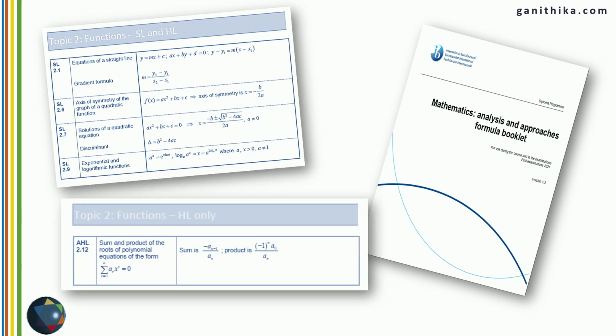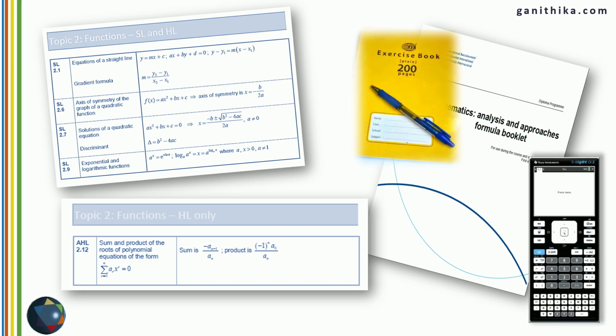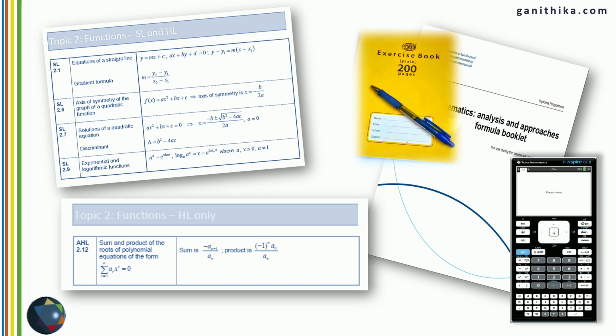For higher level, you will be having the sum and product of roots of the polynomials, whereas the remaining formulas are for standard level topics. You should also be having a book and a pen and a graphing calculator to solve paper 2 questions for this video. So get ready with your book and pen, and I'll be giving you the questions for paper 1 and paper 2 first. Pause the video there and take down all the questions, solve them, and then continue with the video to see the solutions.